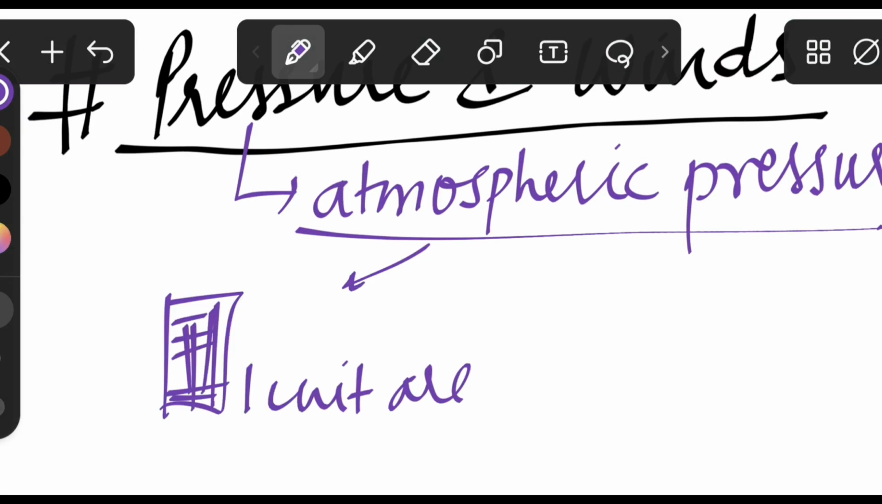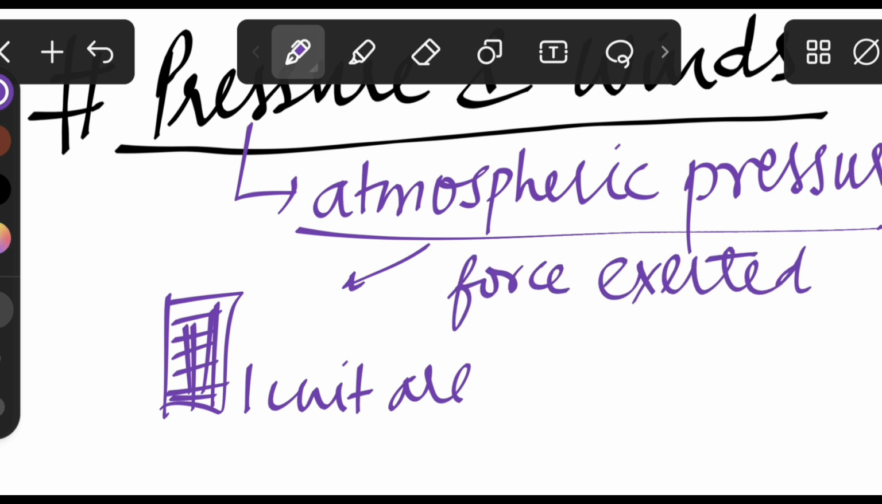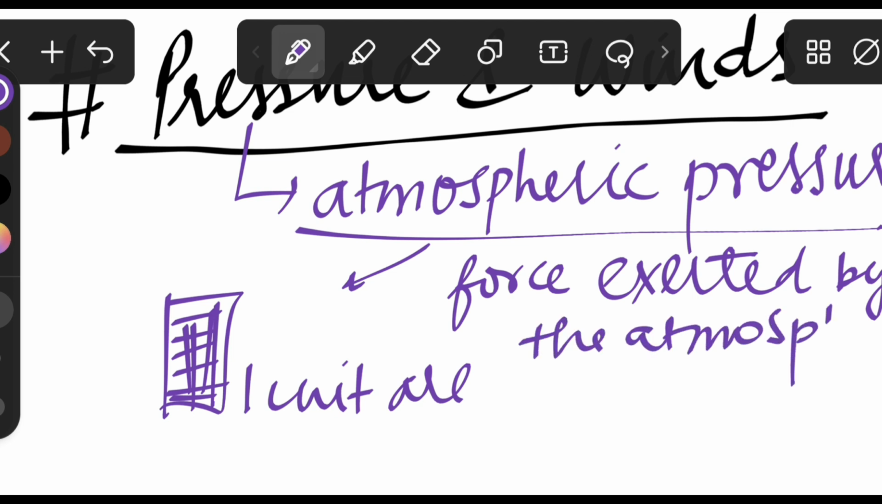Let's start with the pressure and winds. So pressure is what? In terms of geography, it is atmospheric pressure. It is defined as the force exerted by the atmospheric gas on a column of unit area.